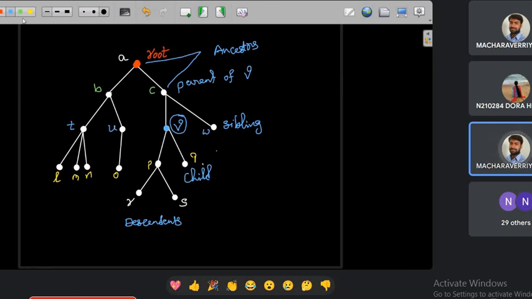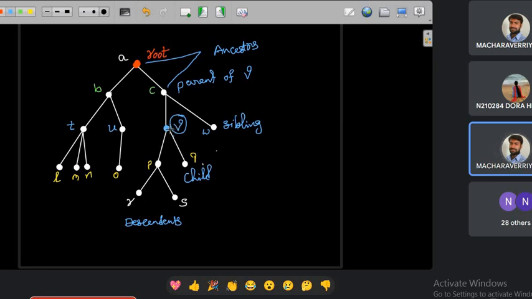Okay, now what is W to V? So W and V have the same parent. Okay, so now we call these two siblings. Like W is a sibling of V. So W is a sibling of V. Alright.